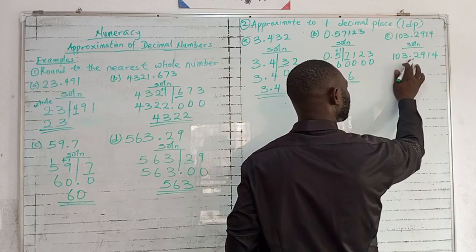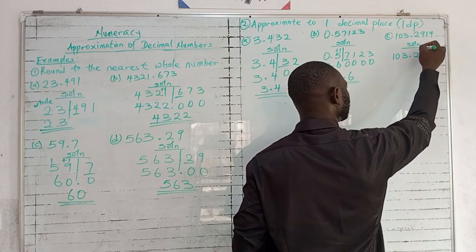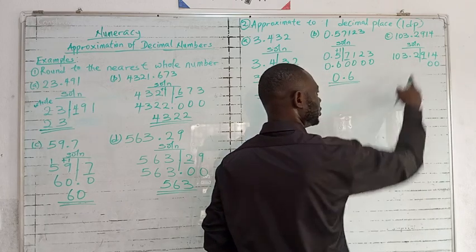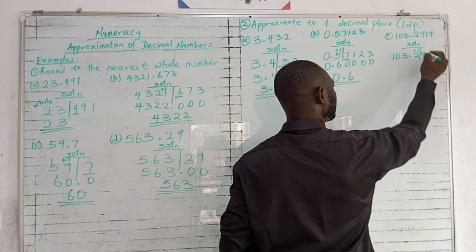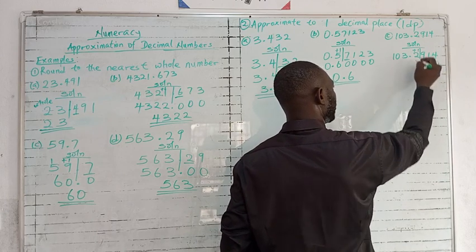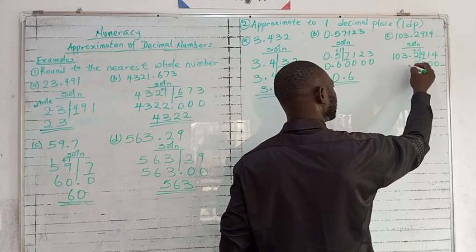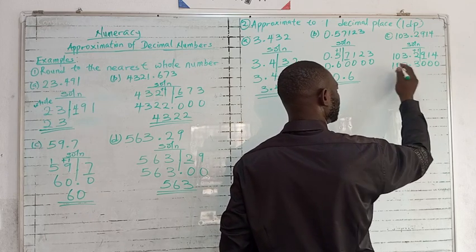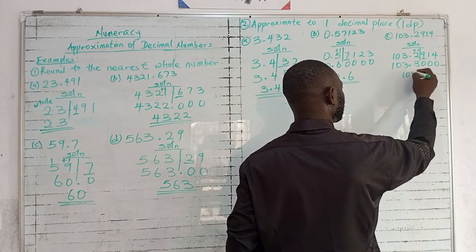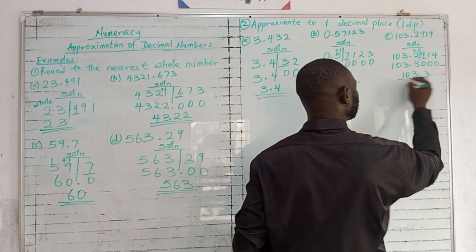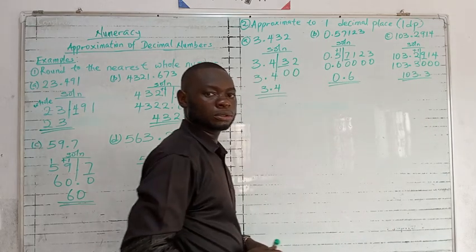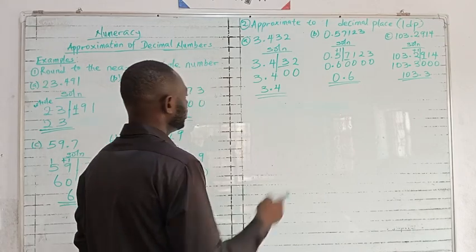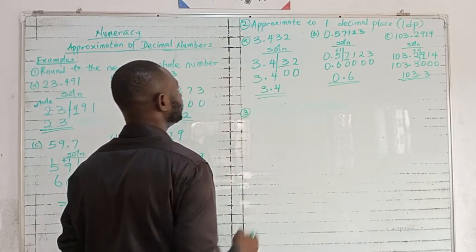So we go solution. 103.2914. We go from the decimal point, we count 1. Put our strokes, consider 9. 1 and 4 becomes 0. 9 is in group B. We add 1 here. 9 becomes 0. 1 plus 2, 3. Bring down your point. Here remains the same. And what is now our final answer? 103.3. Okay? Good.